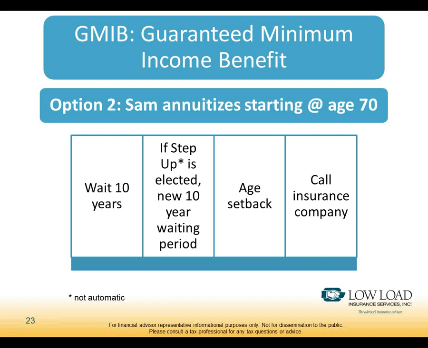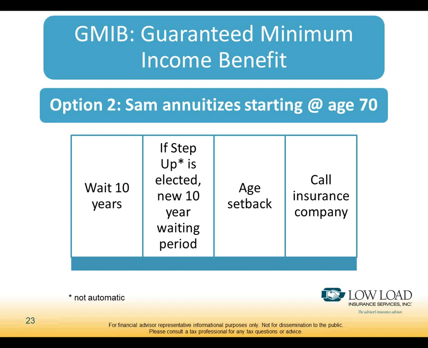So basically, what this rider does, it forces you to wait. If you want to use the annuitization part, they force you to wait 10 years before you can annuitize that benefit base. And if you take advantage of a step-up in any one of those 10 years in that waiting period, it starts a new 10-year waiting period if you want to annuitize.